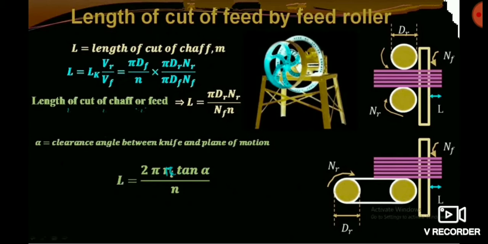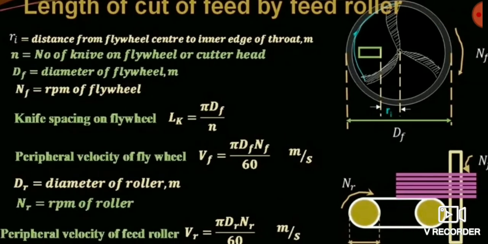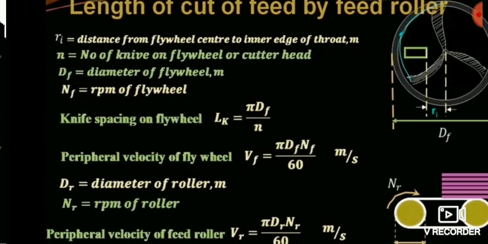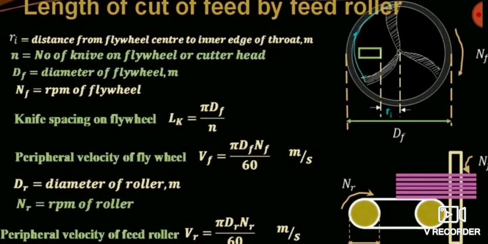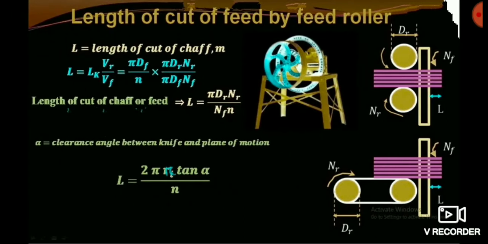In most of the questions they are asking nothing but the length of cut. Friends, here you can remember this formula for length of cut. Length of cut L is equal to LK into VR by VF. Here VR is the peripheral velocity of the feed roller and VF is the peripheral velocity of the flywheel. So you should put this formula in terms of pi d n: pi dr nr and pi df nf.